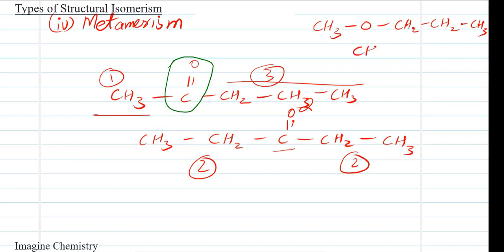or diethyl ether, right? So diethyl ether and methyl propyl ether are also metamers of each other. There is only a difference in the arrangement of carbon atoms around the central atom.